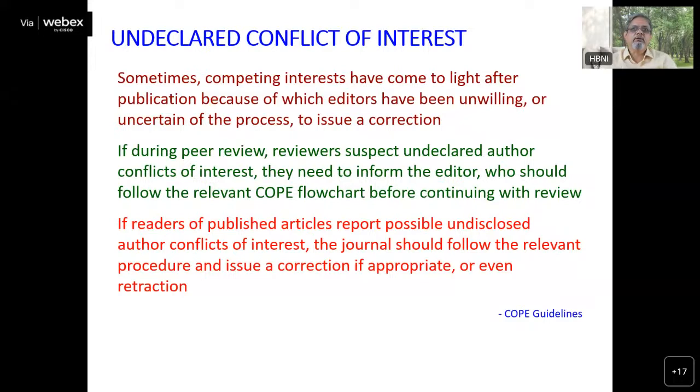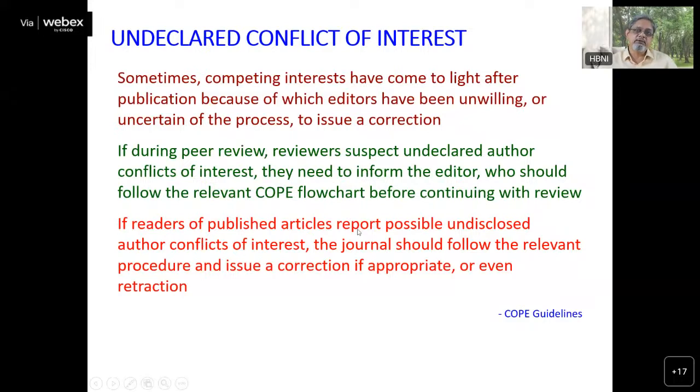Because the publication process has already happened and it has been published, and then some undeclared conflict of interest came to light, editors are sometimes unwilling to act, because they don't want to accept the fact that they have been cheated by the authors, or that they were not good enough in reviewing the paper. So during the peer review itself, if the reviewers suspect some undeclared author conflicts of interest, they should immediately inform the editor, who will again follow the relevant COPE flowchart, which will tell them how to continue with the review.